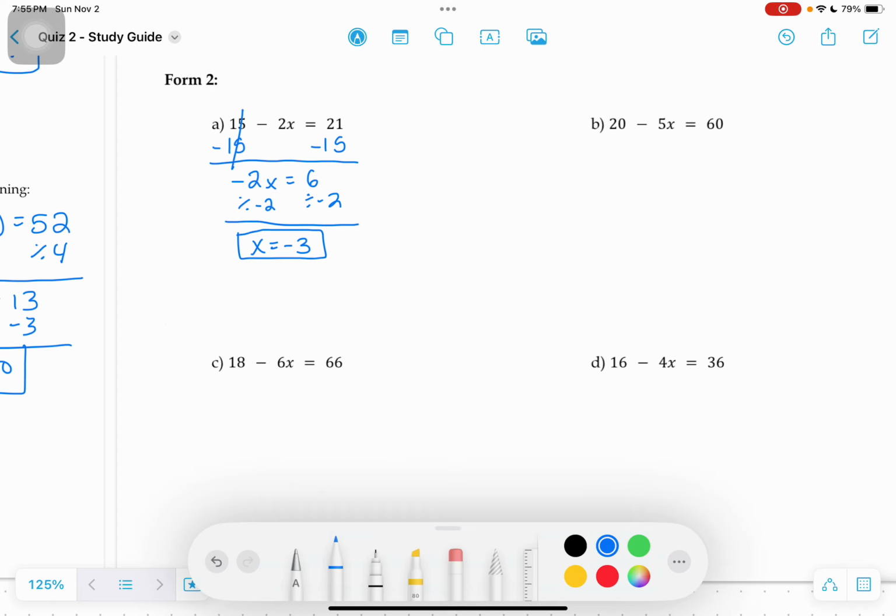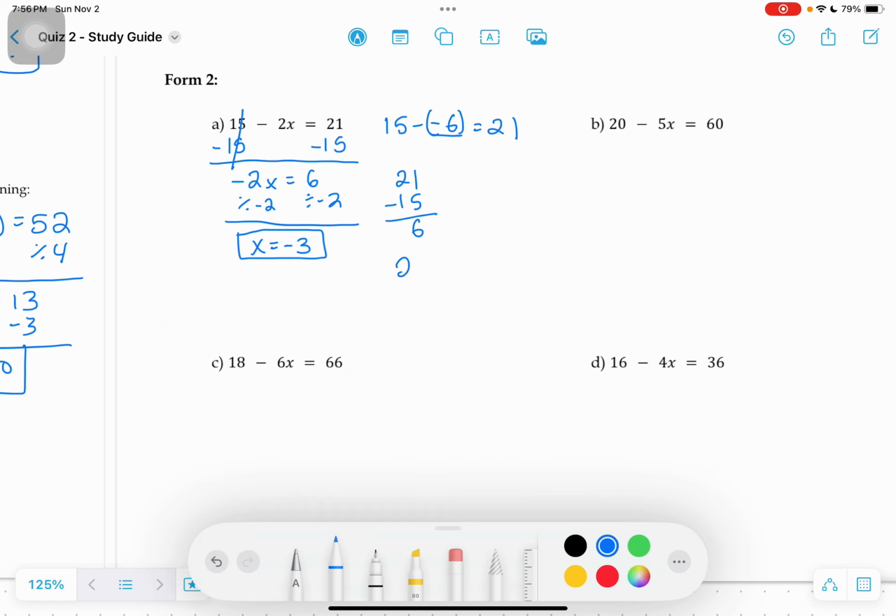Let's think about that through reasoning about equations. 15 minus something equals 21. That's a little tough. The only way I can make that true would be with a negative number, because minus a negative is a positive. So let's see, 21 minus 15. That's 6. So it must be negative 6 that goes in here.